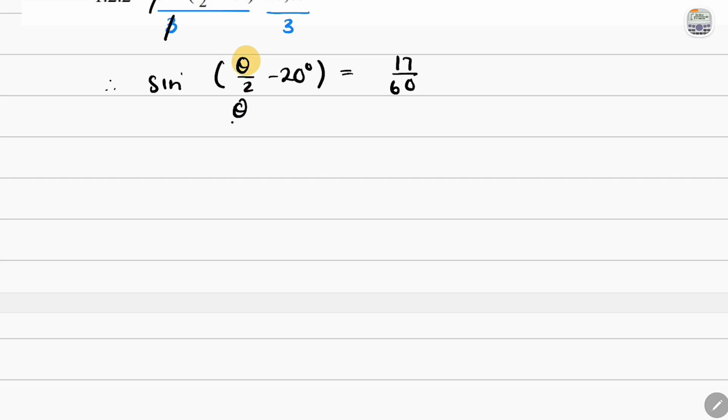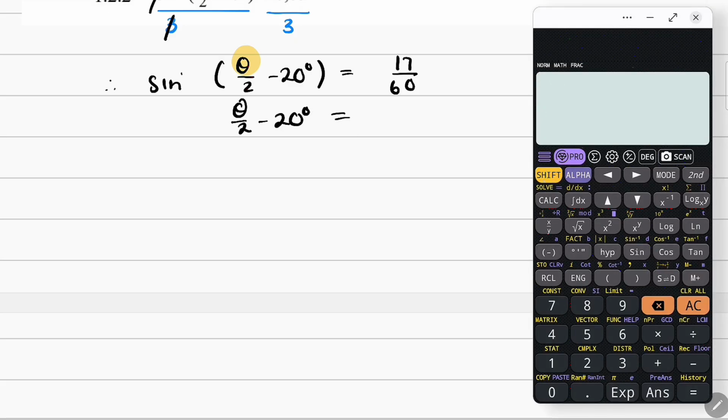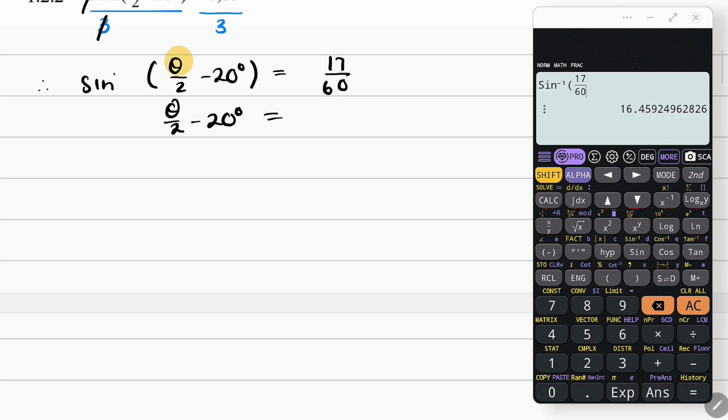So we have theta over 2 minus 20 degrees is equal to, and on your calculator, you activate this by pressing shift and then sine, and we have 17 over 60. And remember, when you say shift sine, it's going to give you the value of an angle, okay? Because we're saying sine of this equals this. So at what angle is this sine function equal to 17 over 60? Okay, so that is 16 point. And I'm not going to round off yet because there's a divide by 2. So that will definitely affect your decimals. So leave it as 4592 and I'll leave that.